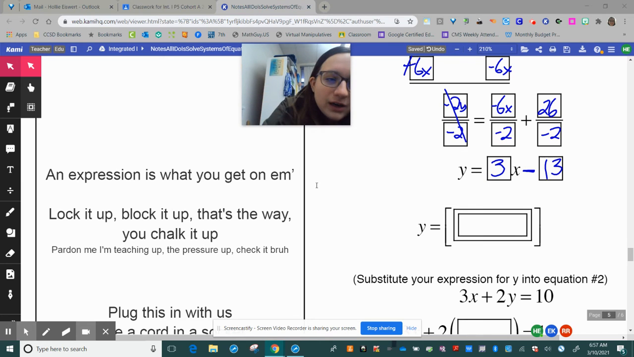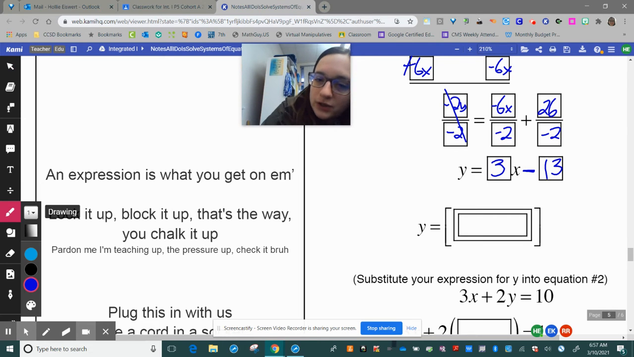So that is our key importance here. We are going to use the fact that y equals 3x minus 13 for our substitution.